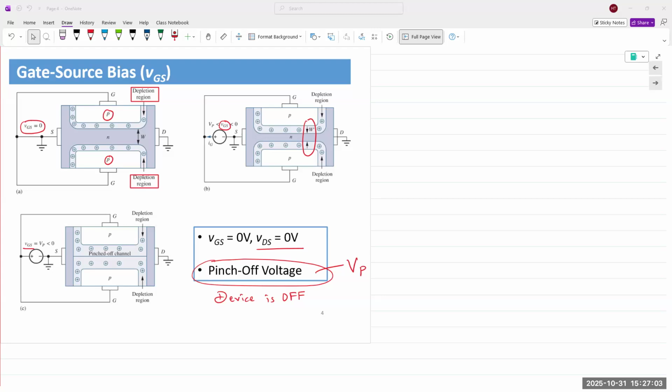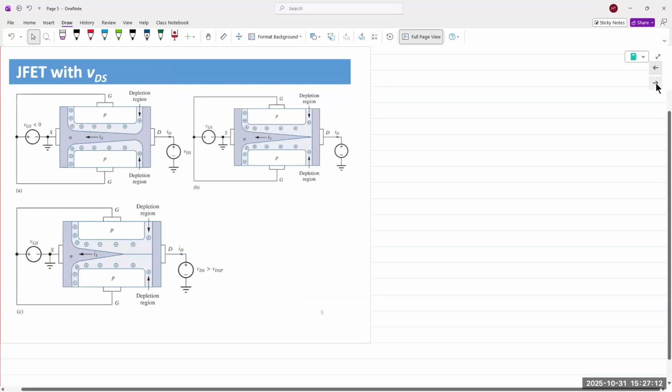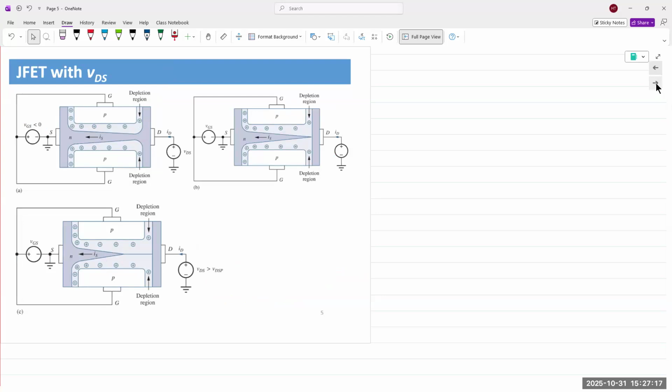So far so good. Everybody understands what pinch off voltage is, right? Okay. So now let's see what happens when we apply a voltage between the drain and the source. We have the channel. We have the carriers in the channel. If we apply an electric field across it, then the carriers should move in the direction of the electric field, right? So let's see what happens when we apply VDS, the drain to source voltage.